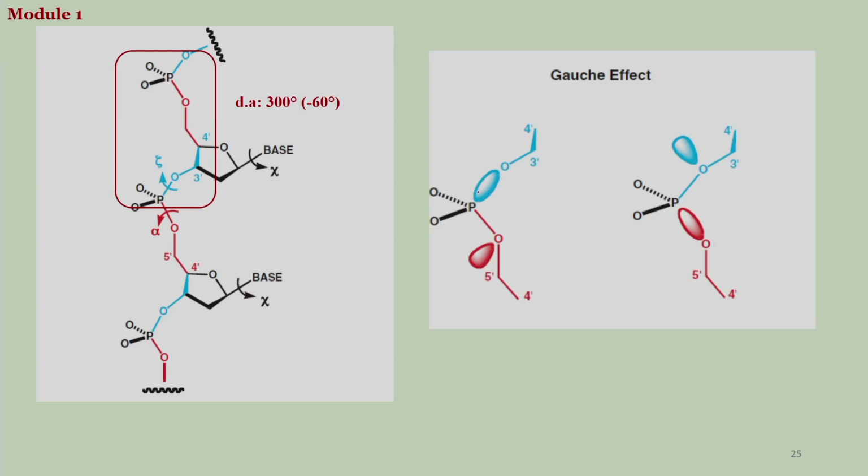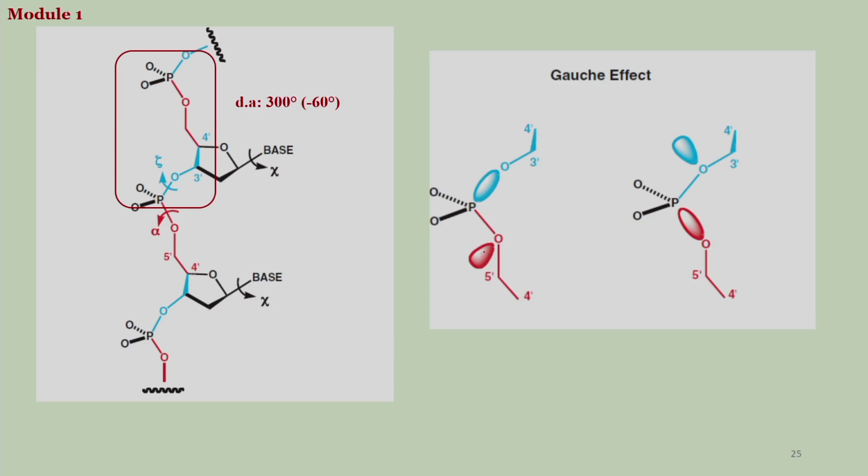If you consider this bond P and O, the P and O has a single bond with an electron cloud here, and then in the next one you have the oxygen, a free oxygen with a lone pair of electrons.